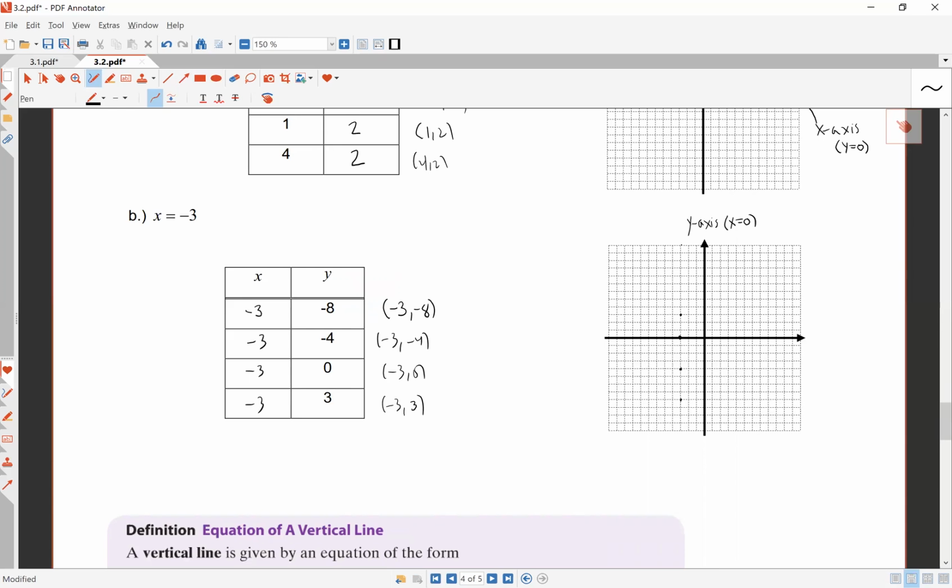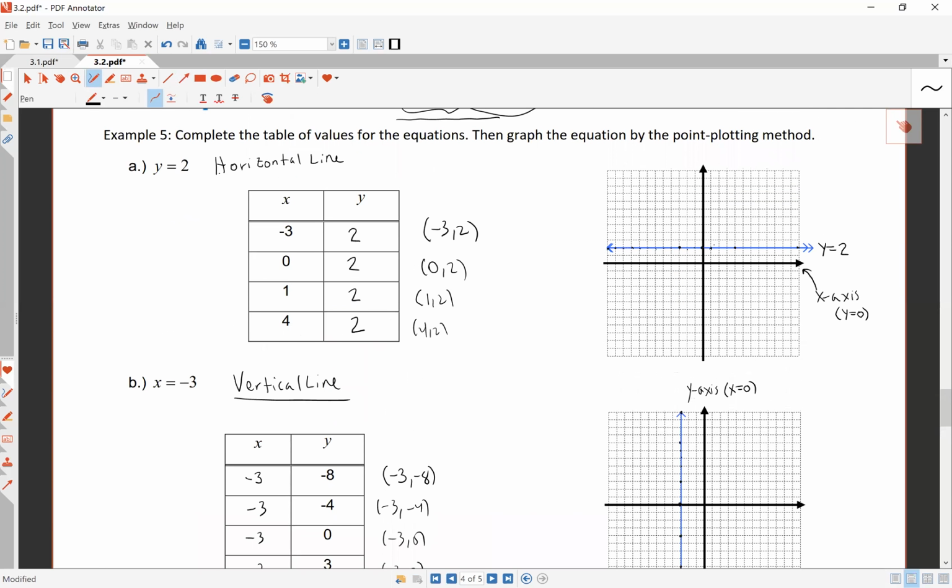We fill in a couple more points where x is -3. And we start filling in this vertical line. So we connect the points with a line. And now we see that any equation of the form x equals is going to be a vertical line. Y equals are horizontal and x equals are vertical.